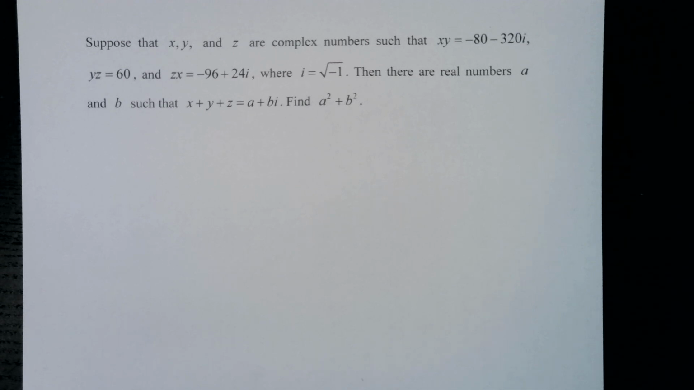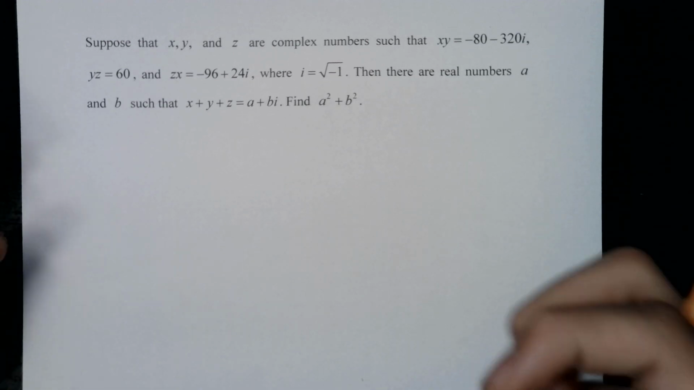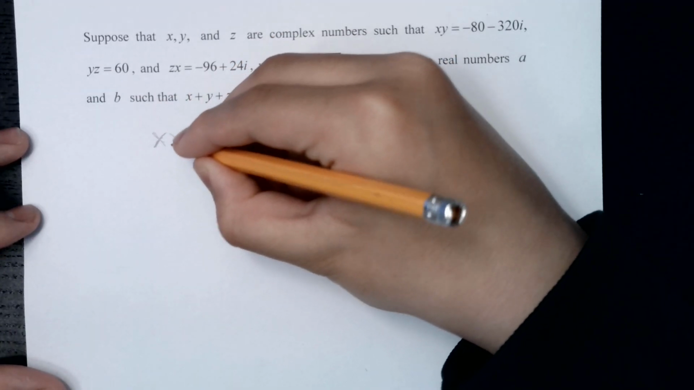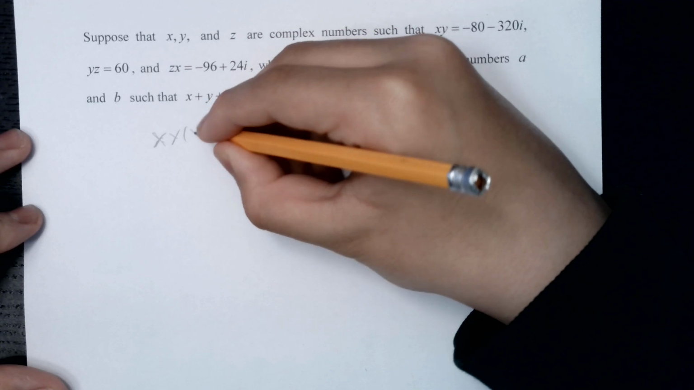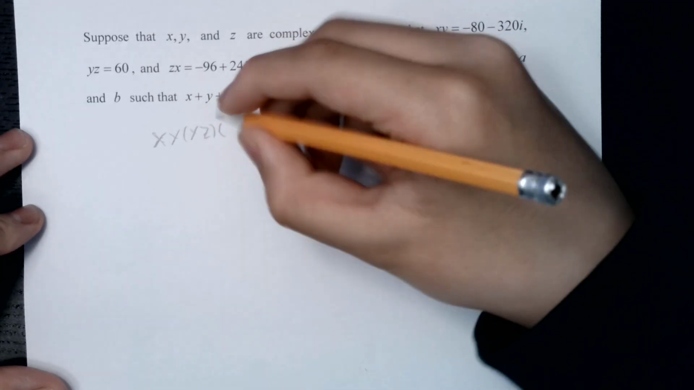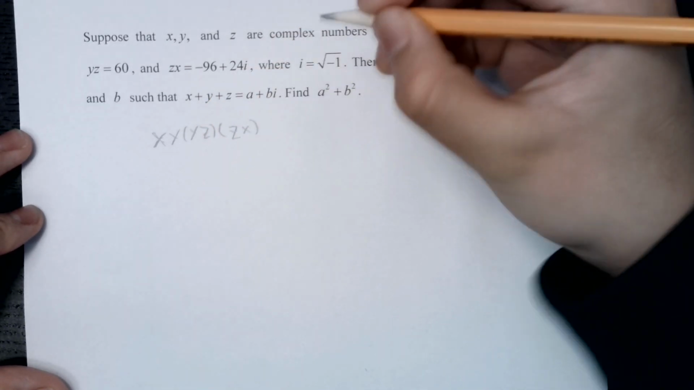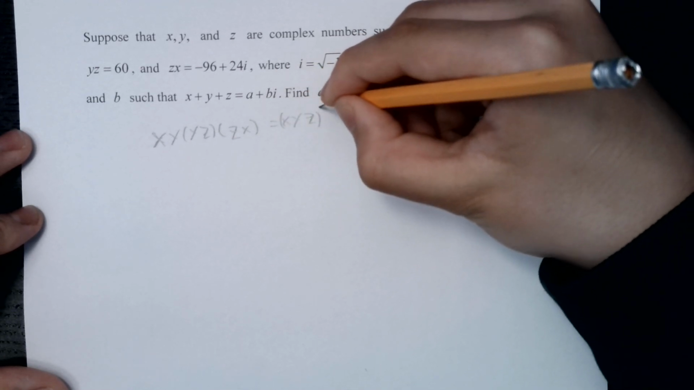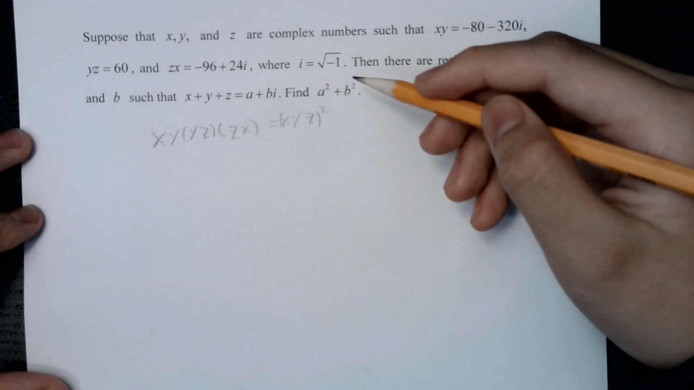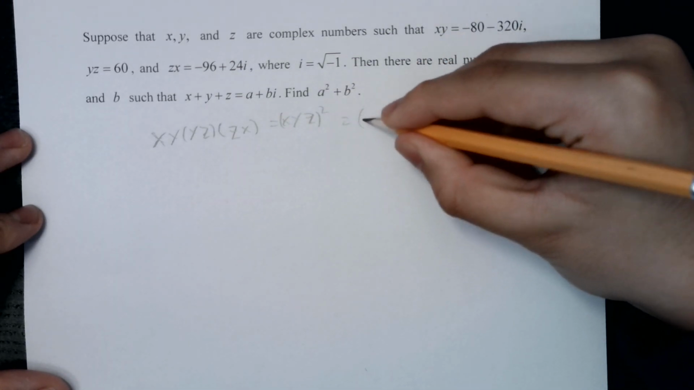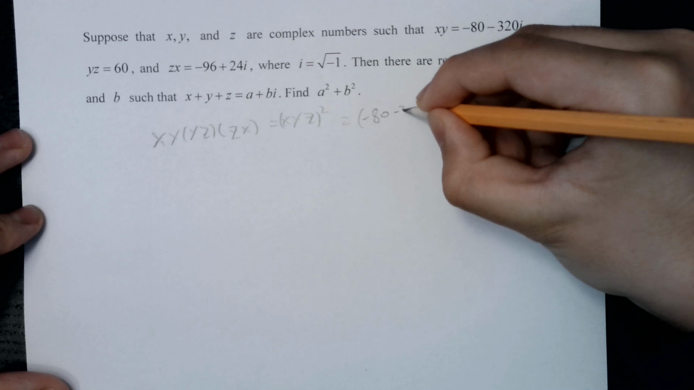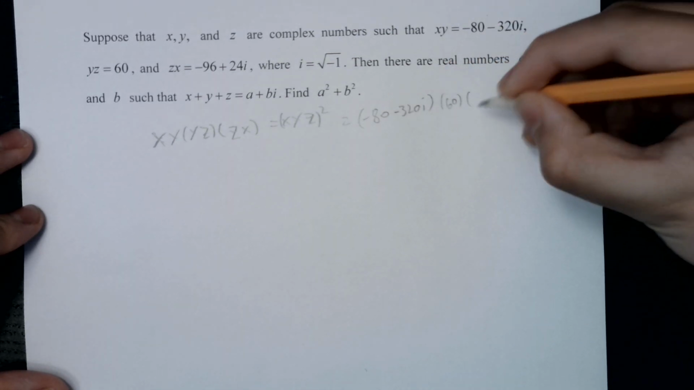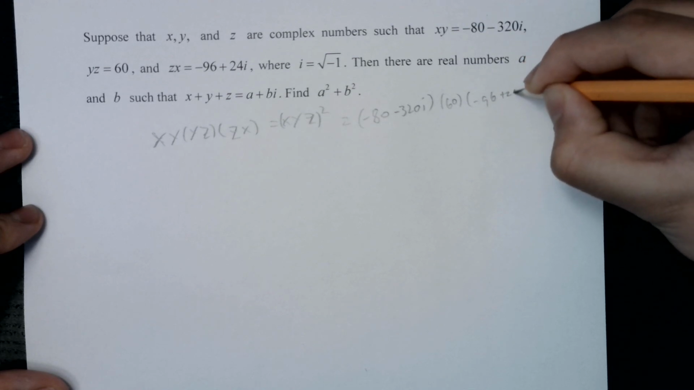Now let's first start off by multiplying xy, yz, and zx. So write this down here. Now xy multiplied by yz multiplied by zx is going to equal (xyz) squared. Now, because we know what each of these are equal to, it's going to be equal to negative 80 minus 320i multiplied by 60 multiplied by negative 96 plus 24i.